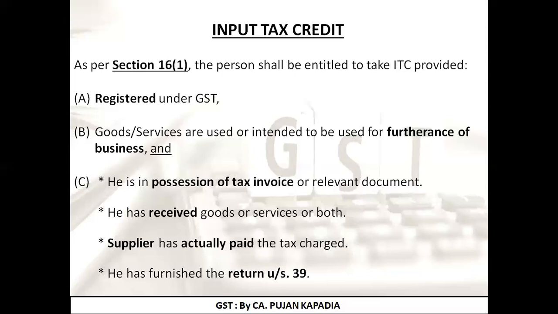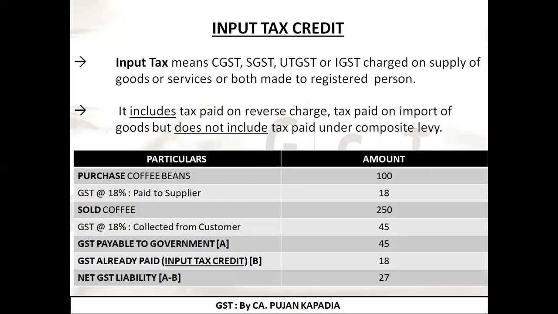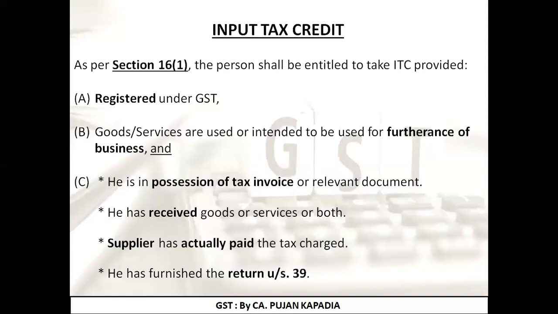Well, friends, I hope you are clear with the points which are stated over here. So basically, friends, this was the topic of input tax credit, under which we had studied three important points. First was the meaning of input tax credit. Second was the example that I have stated in the form of table. And third was the conditions when you can claim input tax credit. I hope I'm clear with this particular part.